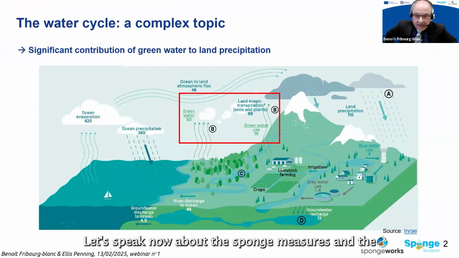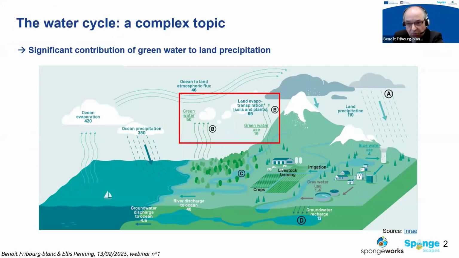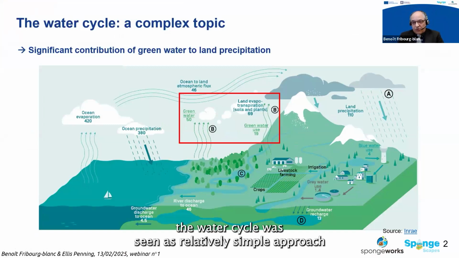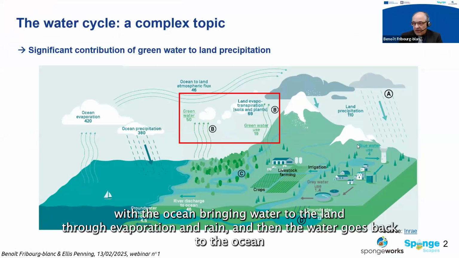Thank you very much. Let's speak now about a bit of the sponge measures and a bit of history behind that. In the past, the water cycle was seen as a relatively simple approach, with the ocean bringing water to the land through evaporation and then back.